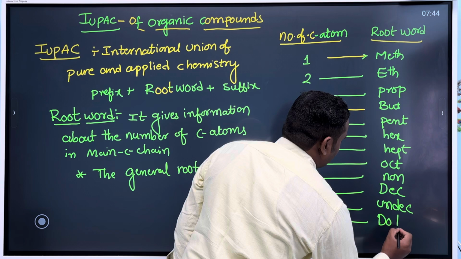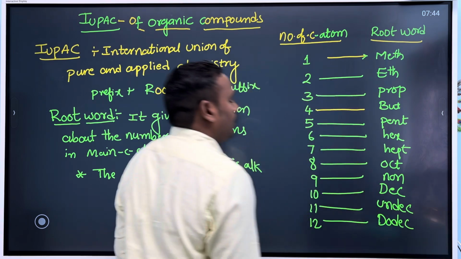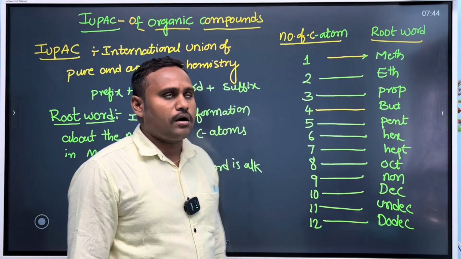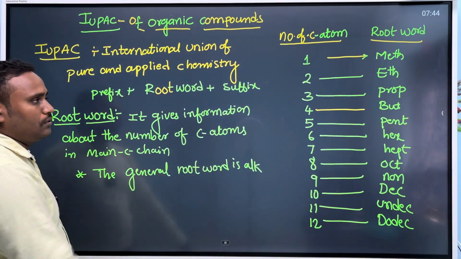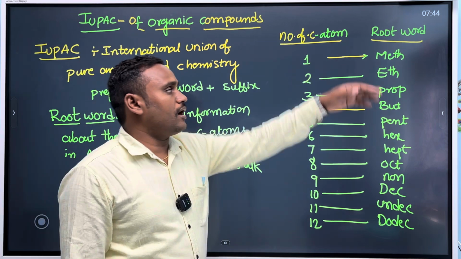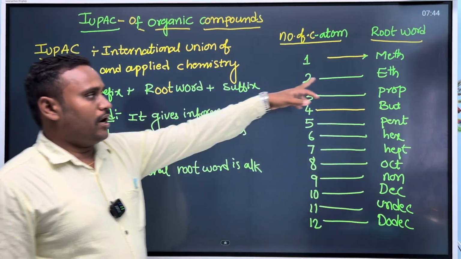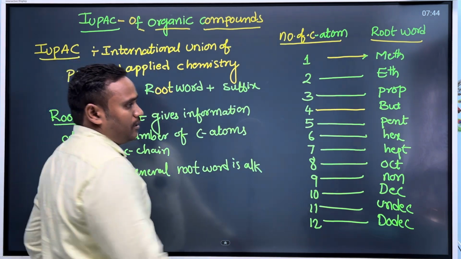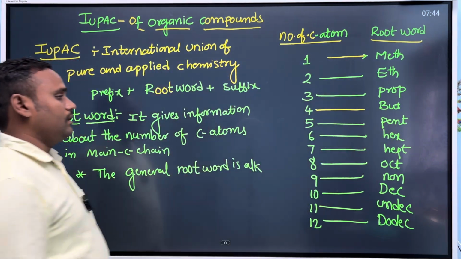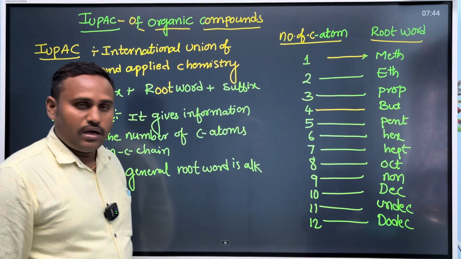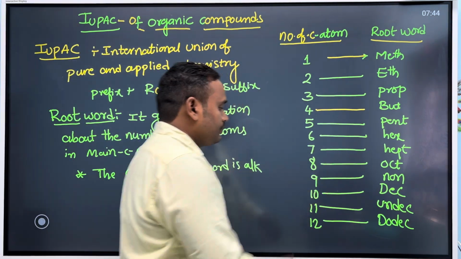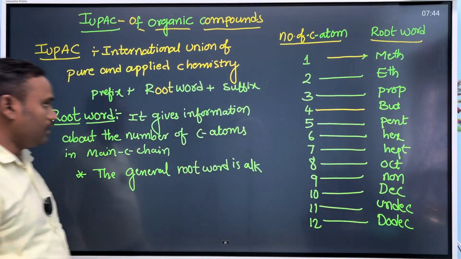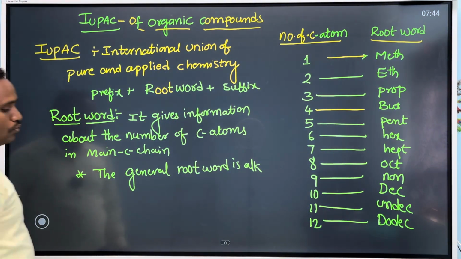Generally in JEE Mains or NEET, they will never ask more than 12 carbon atoms. You just remember up to 12 carbon atoms. One carbon, meth; two, eth; three, prop; four, but; five, pent; six, hex; seven, hept; eight, oct; nine, non; 10, dec; 11, undec; 12, dodec. So this is about the root words.